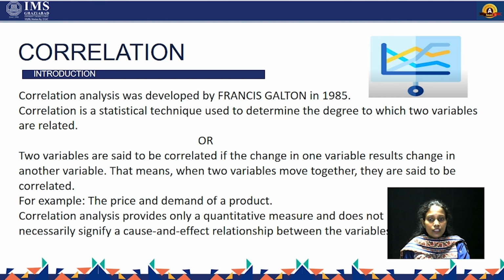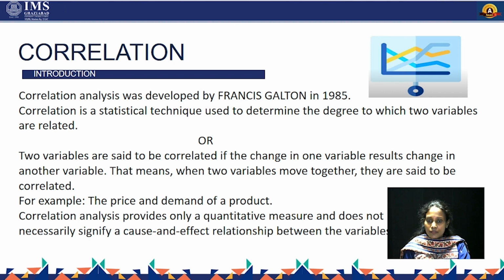Two variables are said to be correlated if the change or effect in one variable affects the other variable. When the two variables move together, whether in the same direction or in the opposite direction, they are said to be correlated. It is a statistical technique used to determine the degree to which two variables are related, and it was developed by the statistician Francis Galton in 1985.